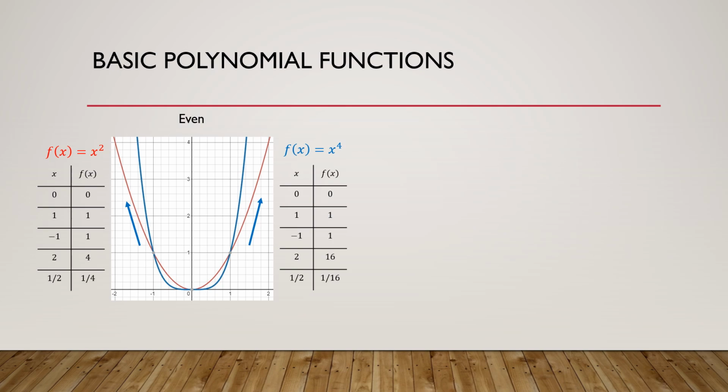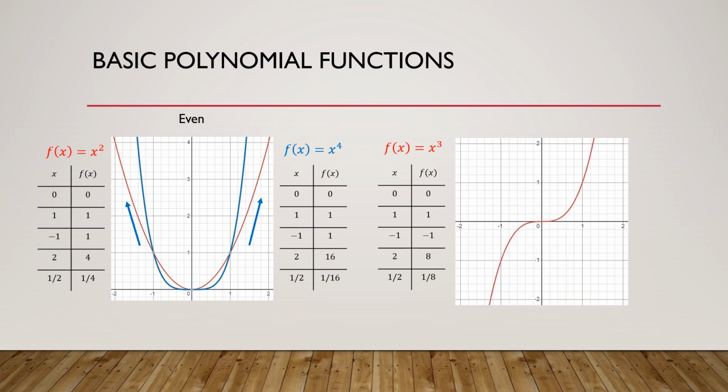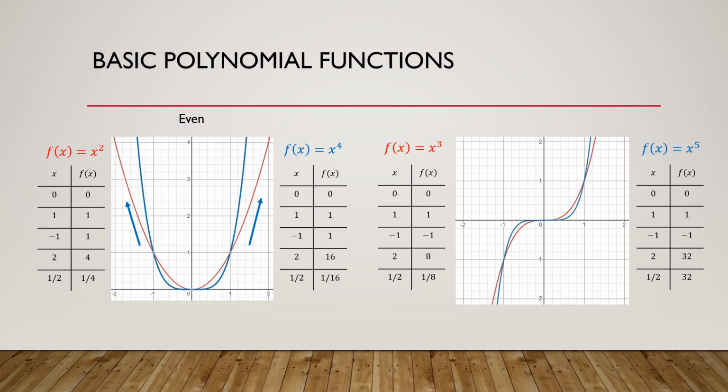Let's do the same with x to the third. We start with a set of ordered pairs and sketch the graph, then compare it to x to the fifth. These are both functions with odd-numbered exponents. In both of these functions, the graph goes to infinity with increasing positive x's and to negative infinity with increasing negative x's. Note the common points: 0, 0; 1, 1; and negative 1, negative 1.